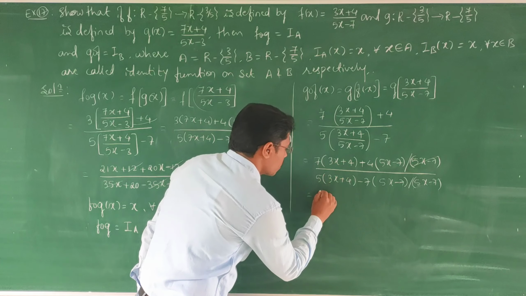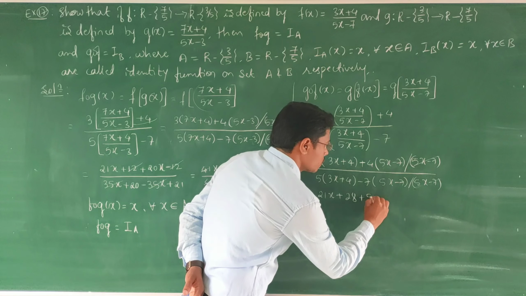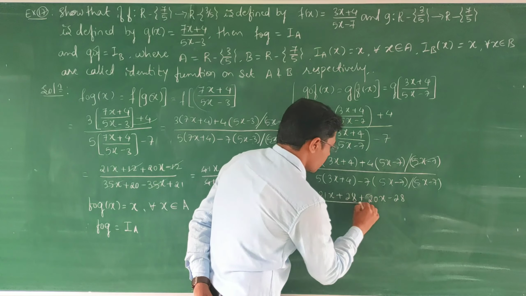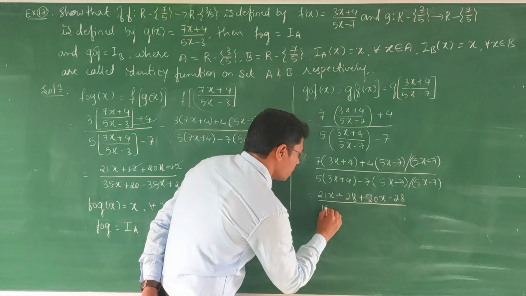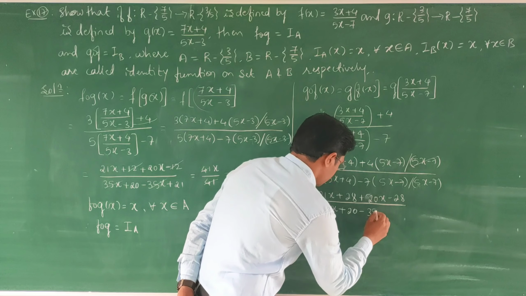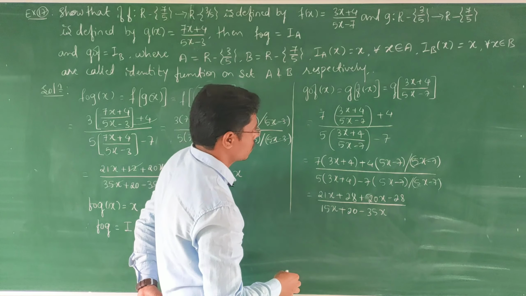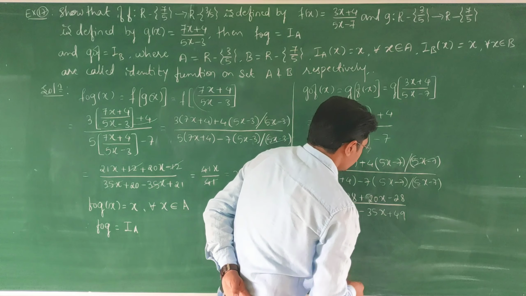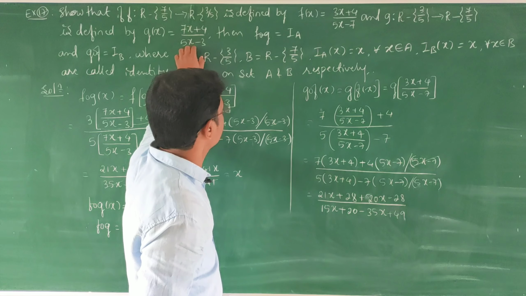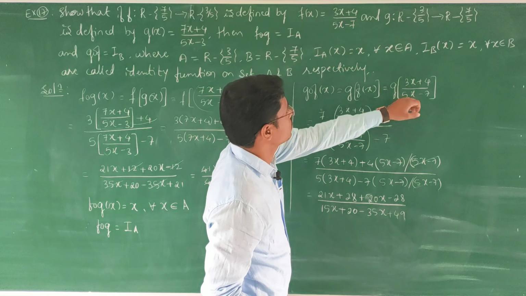Multiply now: 3 into 7 is 21x, 3 into 4 plus 12, 4 into 5 is 20x, 4 into minus 3 minus 12, whole divided by 5 into 7 is 35x, 5 into 4 plus 20, then 7 into 5 minus 35x, minus 7 into minus 3 plus 21.